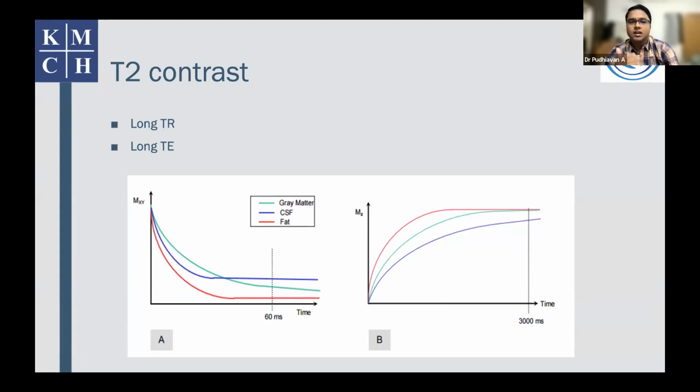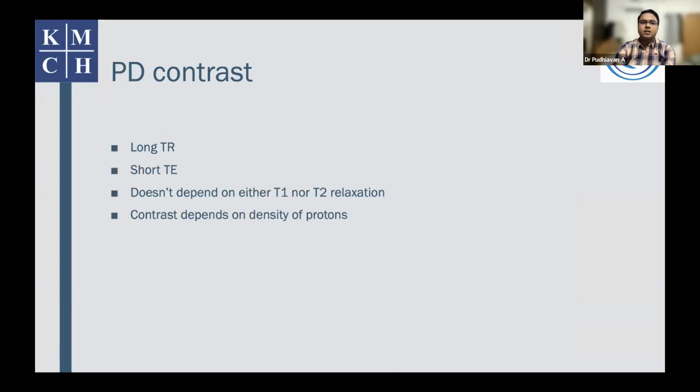Hence the image that we obtain when we use a long TR and long TE is called a T2 weighted image. There is something else called proton density contrast, or PD contrast, where we use a long TR and a short TE.